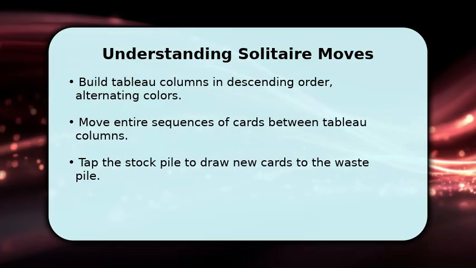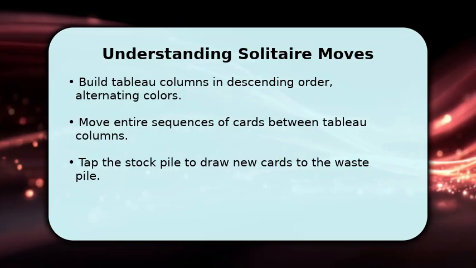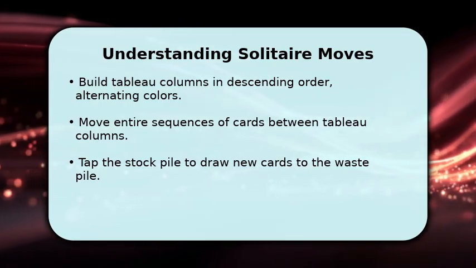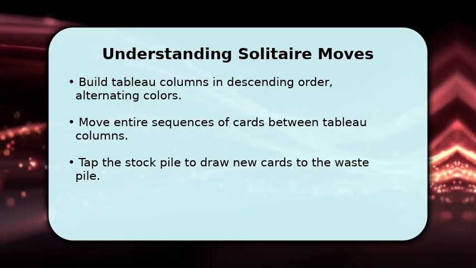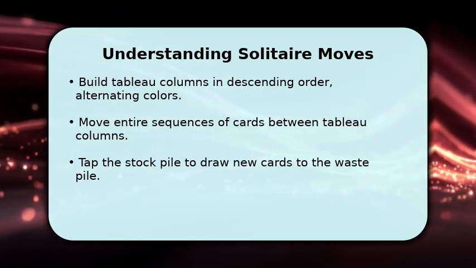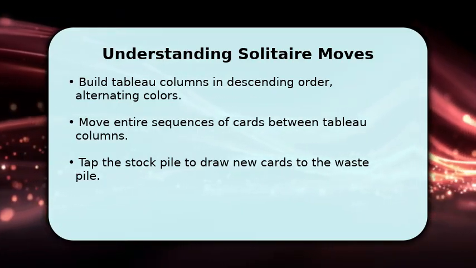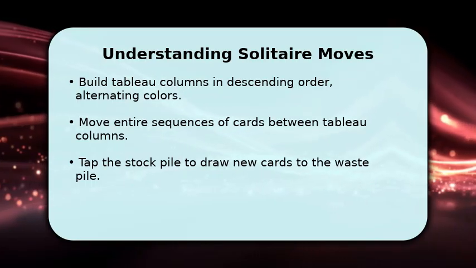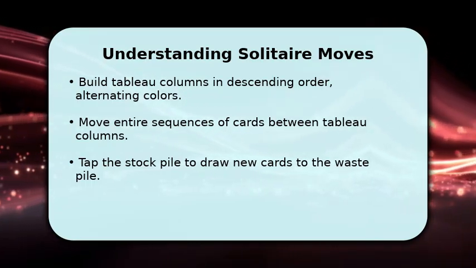In the tableau, you can build columns by placing cards in descending order and alternating colors. For example, a red 7 can go on a black 8. You can also move entire sequences of cards together from one tableau column to another.